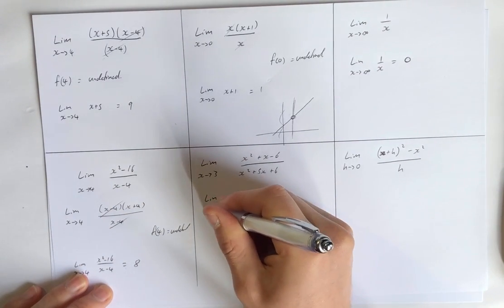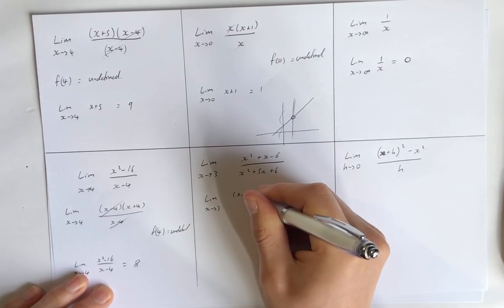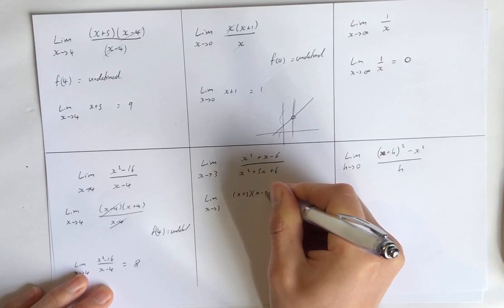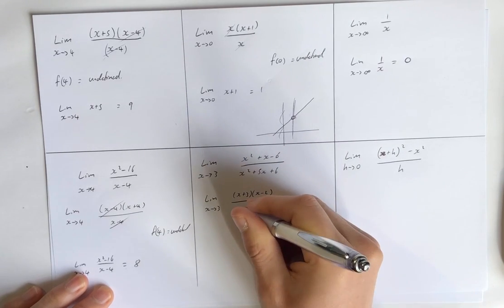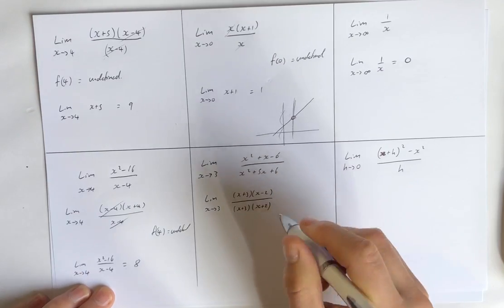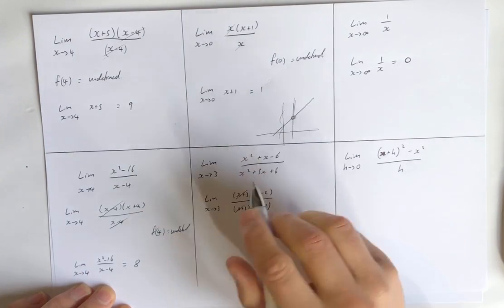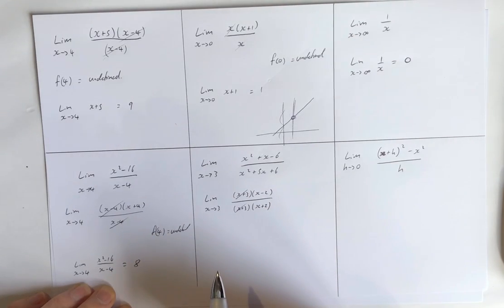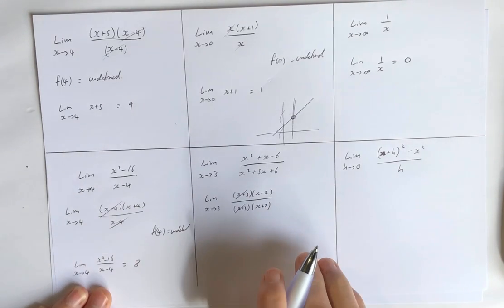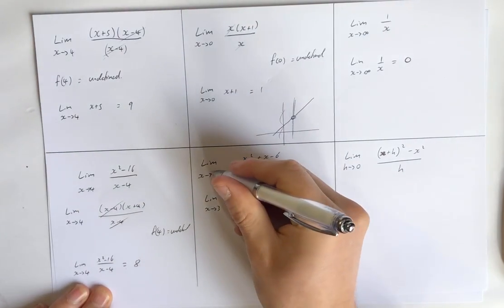So the limit as x goes to 3, we'll factorize the top of this, x plus 3, x minus 2, factorize this one, x plus 3, x plus 2 now. And notice that these x plus 3's can cancel. So is that meant to be 3? Maybe that's meant to be -3. I think that, yeah, that's meant to be -3.